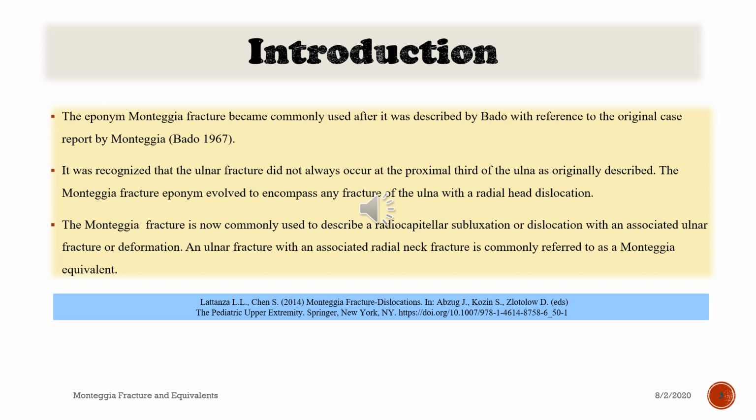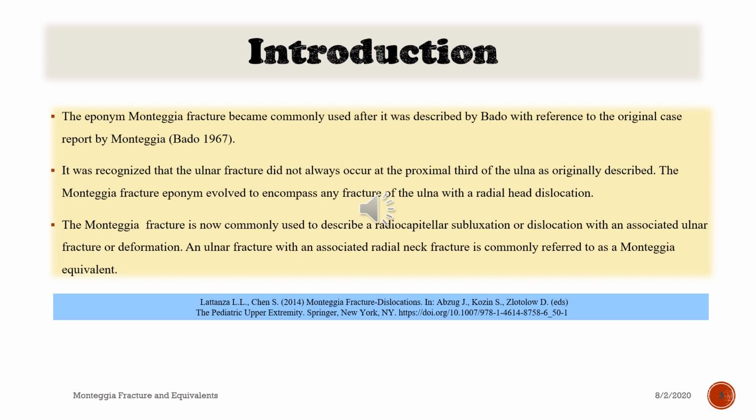The eponym Monteggia fracture became commonly used after it was described by Bado with reference to the original case report by Monteggia, Bado 1967. It was recognized that the ulnar fracture did not always occur at the proximal third of the ulnar as originally described. The Monteggia fracture eponym evolved to encompass any fracture of the ulnar with a radial head dislocation.